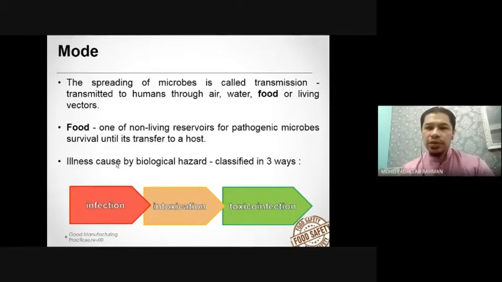So food is one of the non-living reservoirs for pathogenic microbe survival until its transfer to the host. The illness caused by the biological hazard, or microorganism, can be classified in 3 ways. The first one is infection. Second is intoxication. And the last one is toxico-infection, meaning the combination of infection and intoxication, meaning that this microorganism has both infection and intoxication ways.